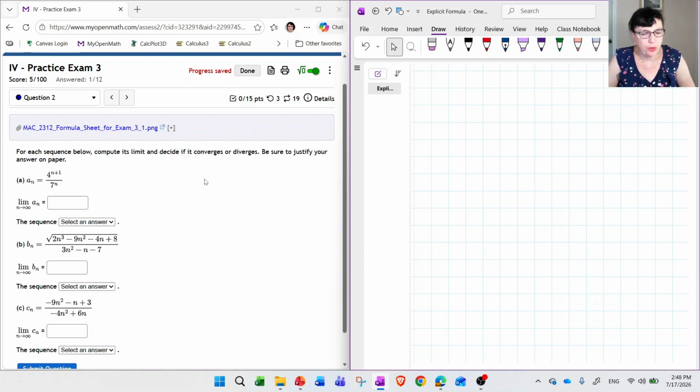In this video, we are going to look at different sequences and figure out if they converge or diverge. Now, it is very important on a test to understand the difference between convergence and divergence of a sequence and convergence and divergence of a series. And unfortunately, a lot of students mix them up.